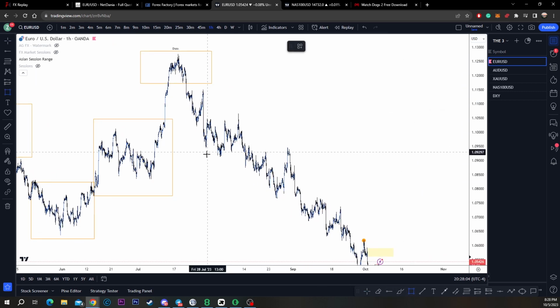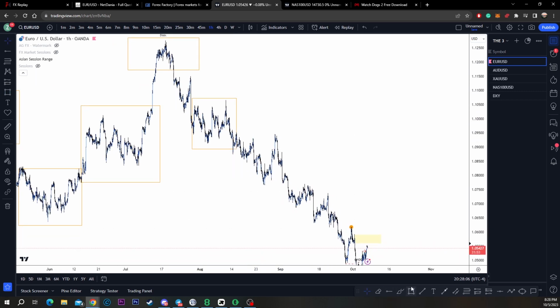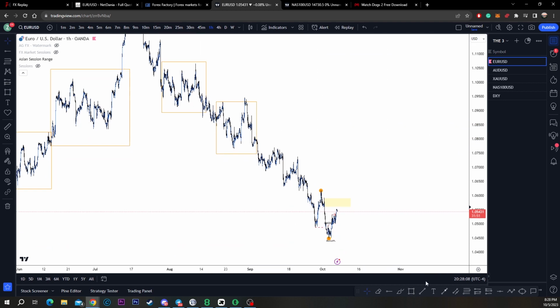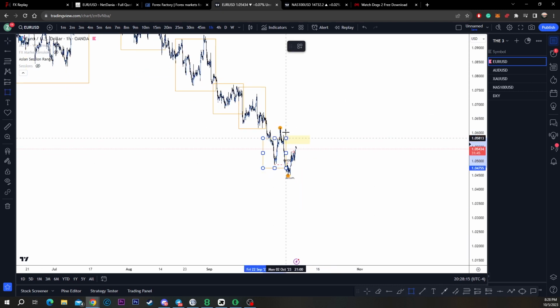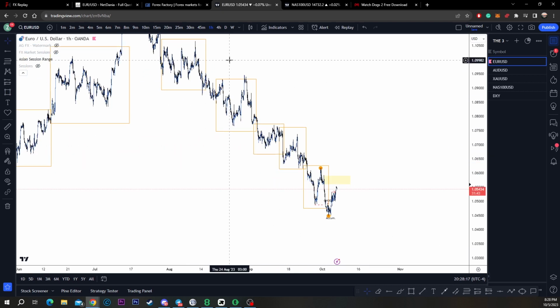Distribution, redistribution, redistribution, redistribution. So this right here is the prime essence of a seller's market.